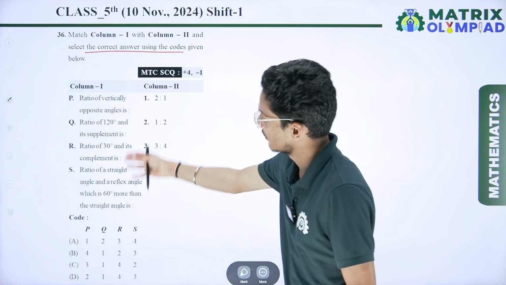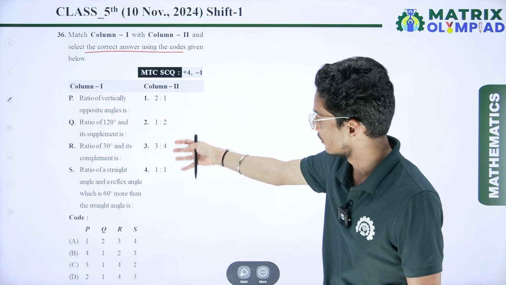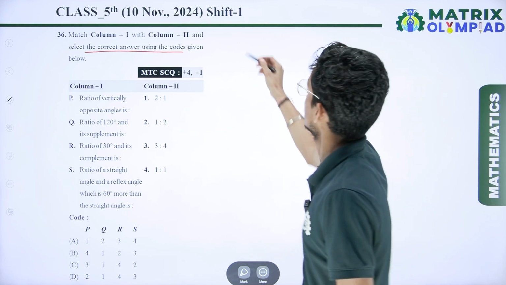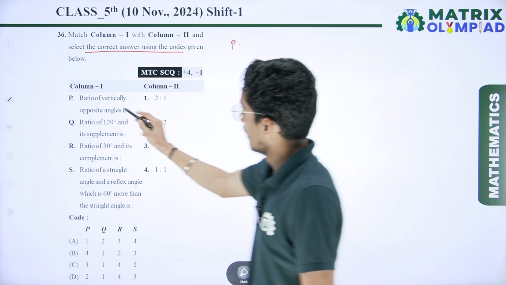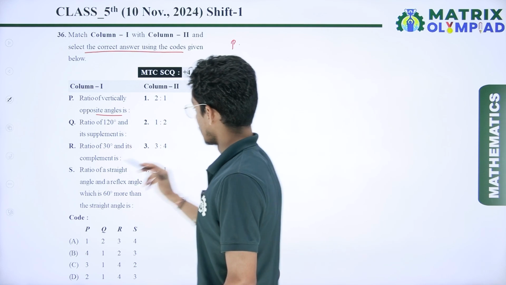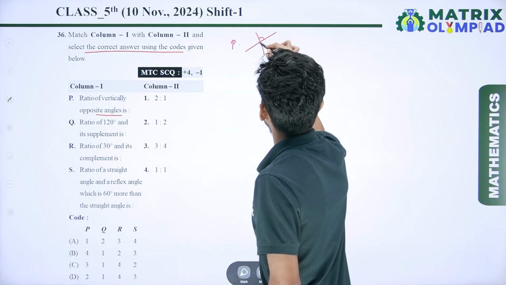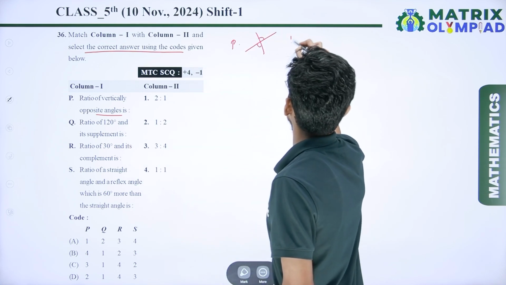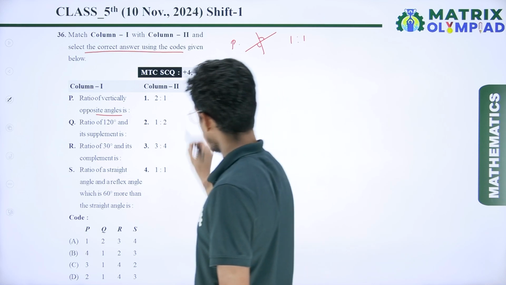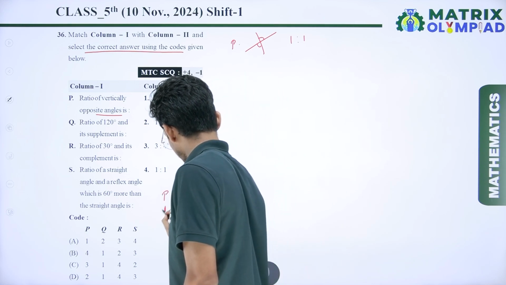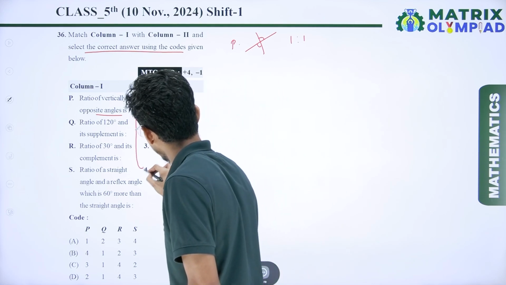Here we have given column 1 and column 2. We have to just match them. So P is the ratio of vertically opposite angles. We know the vertically opposite angles are always equal. It means the ratio we get is 1:1. It means P is connected to 4.